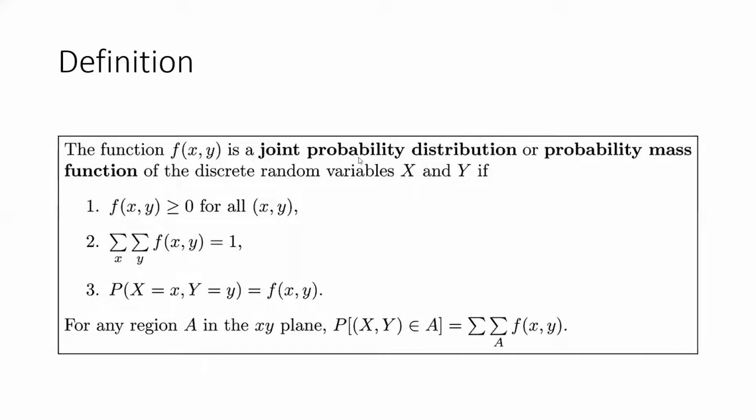Let's have a look at an example. Suppose I have two coins. One coin is fair and the other coin is unfair. I want to define two random variables, X1 to be 1 if the first coin shows heads, and 0 if the first coin shows tails. And X2 is 1 if the second coin shows heads, and 0 if it shows tails. These are two random variables.